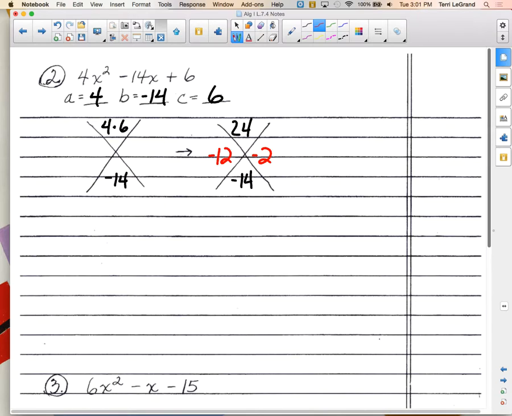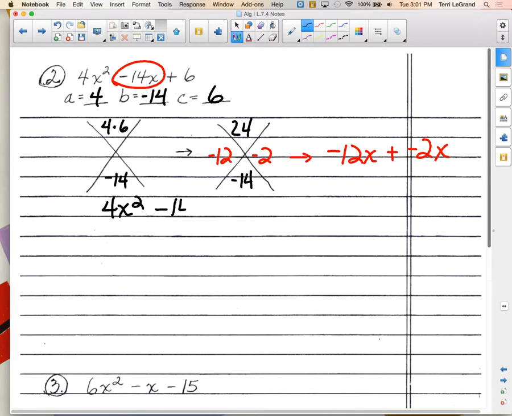No. When A is not equal to 1, what do I do with those? Make them into, what do they become? They become x's, don't they? -12x plus -2x. That's what that becomes. Now we can write our polynomial 4x squared.